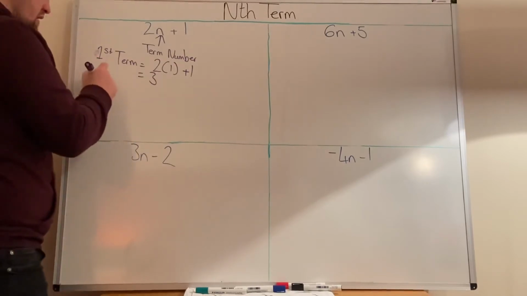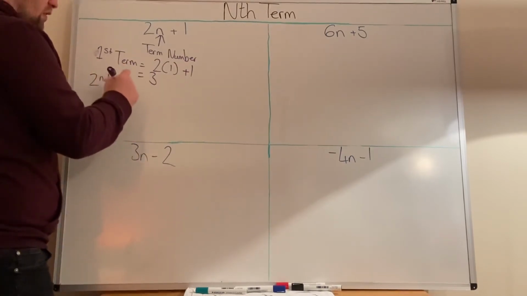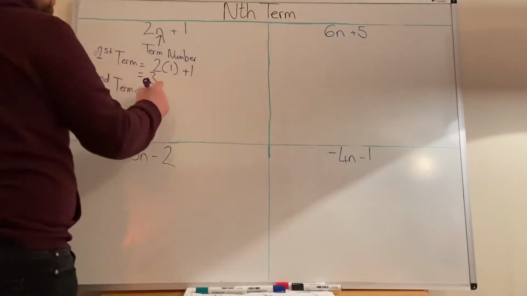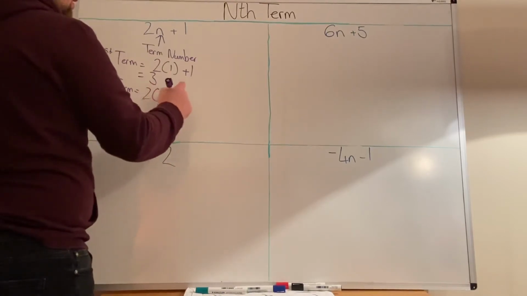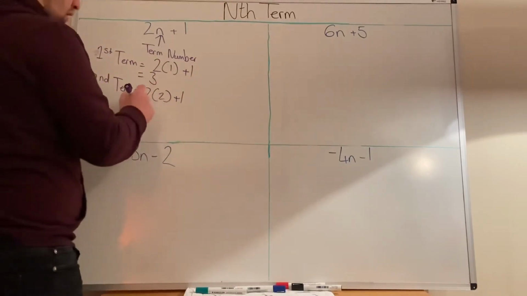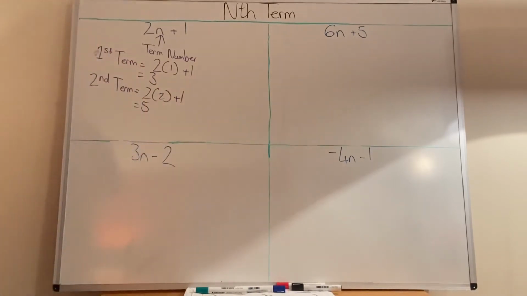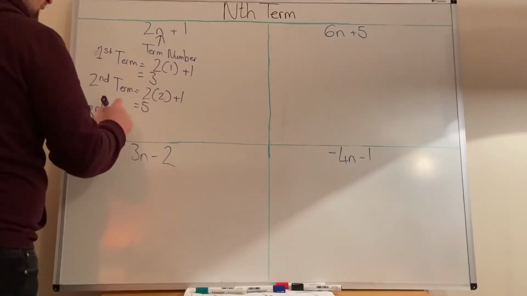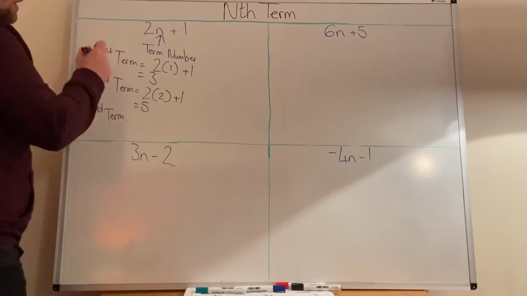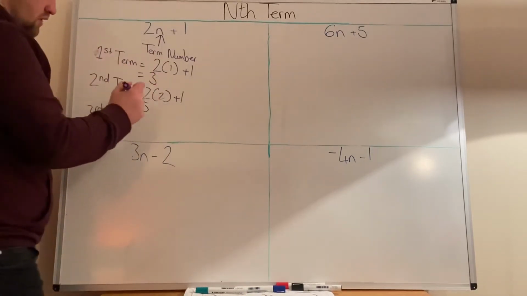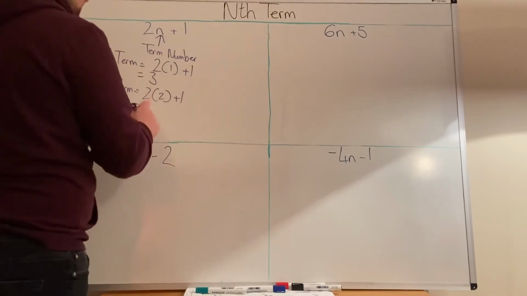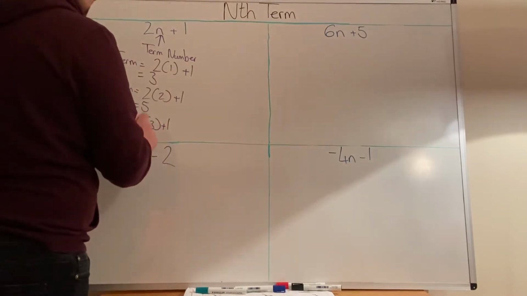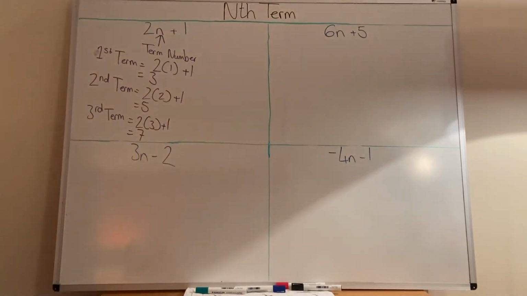For the second term in the sequence, the second number in the sequence, n is 2. So we're going to do 2 times 2 plus 1. 2 times 2 is 4, add 1 is 5. Third term, guess what n is going to equal? For the first term, n equals 1. For the second term, n equals 2. For the third term, n equals 3. So we're going to do 2 times 3 plus 1. 2 times 3 is 6, plus 1 is 7.